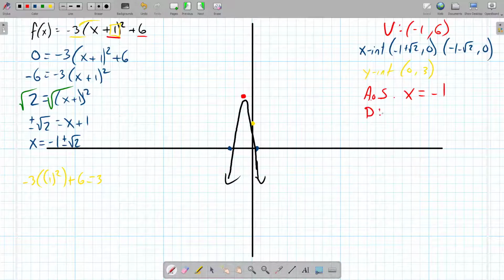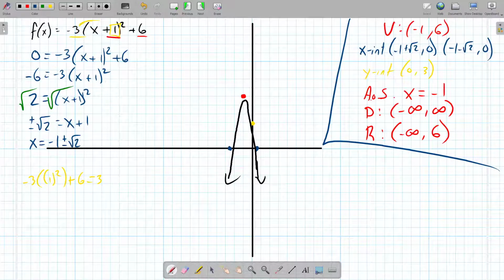We know that the domain of every parabola is from negative infinity to infinity, and we know the range in this case, because this parabola is facing down, is going to be from negative infinity all the way up to the y value of the vertex, which is 6. We have all of our relevant information labeled. We have a sketch of the parabola made, and we have all of the supporting work shown.